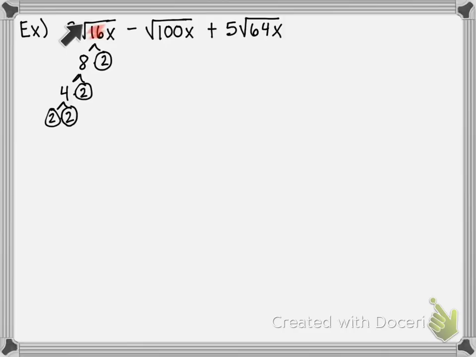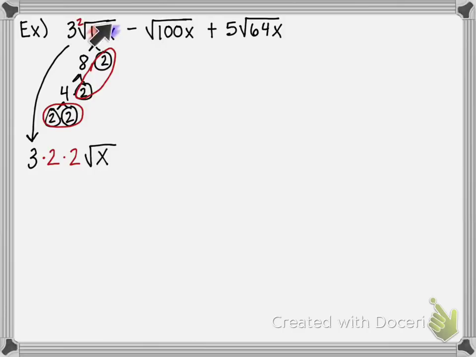The index here is a 2 because there's nothing there, so I have to circle groups of 2. Okay, so there's one group of 2, another group of 2. Notice I'm bringing the 3 down in front. I'm going to take 1, 2 from this and 1, 2 from this. So this time I'm multiplying 2 different 2's on the outside because I take 1 from each group that I circle. And all that I have left inside is the square root of x. Remember, if there's not at least the index amount inside, we can't take any out, because if there's x to the 1st, I can't take out 2 x's if I only have 1. So I just leave that inside. Okay, so 3 times 2 times 2 is 12, square root of x.